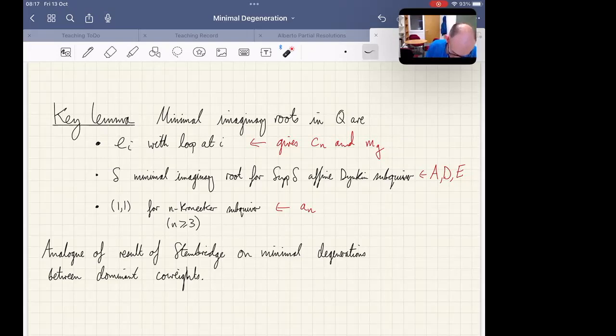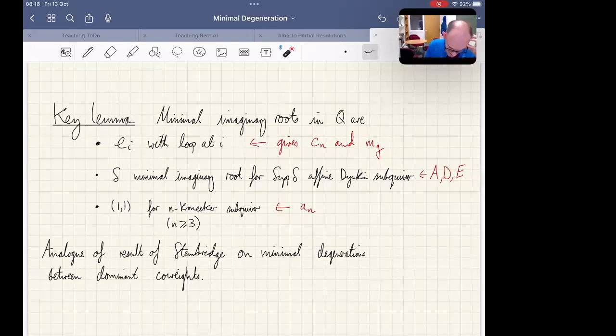Okay, so these are all easy examples of minimal imaginary roots, and the non-triviality, of course, is that there's nothing else. So one example is if you just have a vertex with loops on it, then that simple root is a minimal imaginary root. You, of course, have your minimal imaginary roots coming from affine Dynkin subquivers, which are what you would expect. And then finally, the one other example is if you have two vertices and many arrows between them, then this gives you a dimension vector (1,1). So that is also a minimal imaginary root. And that's the only thing that can happen.